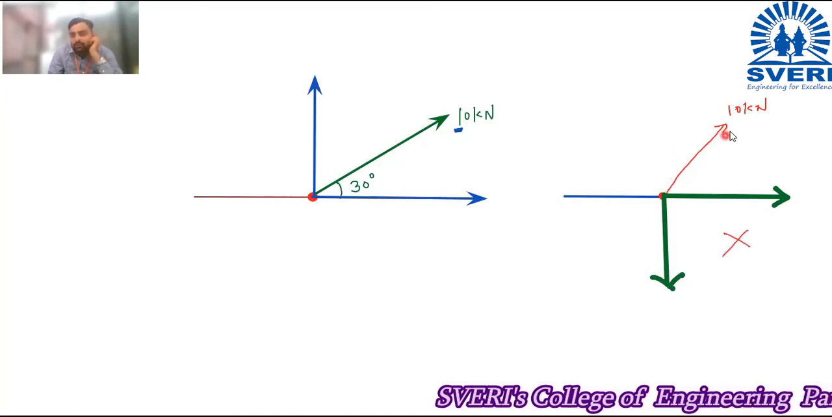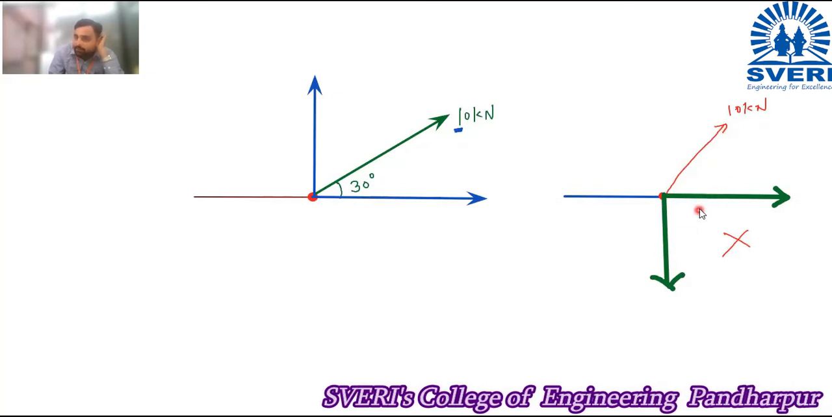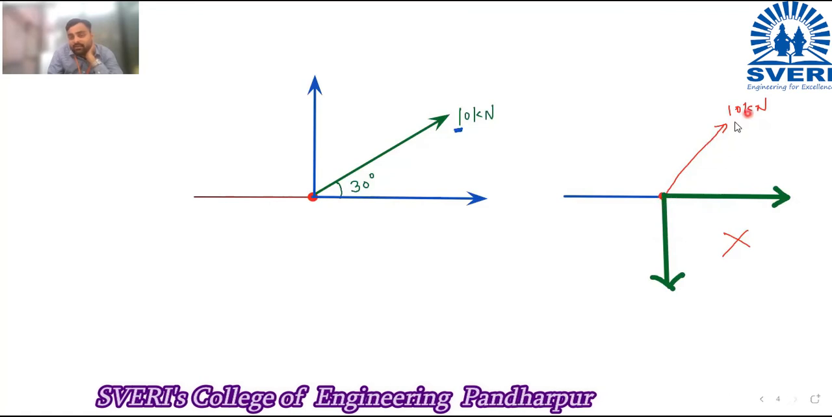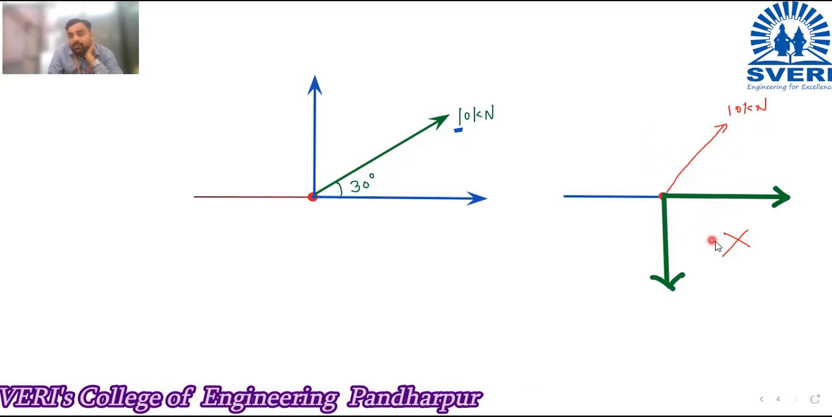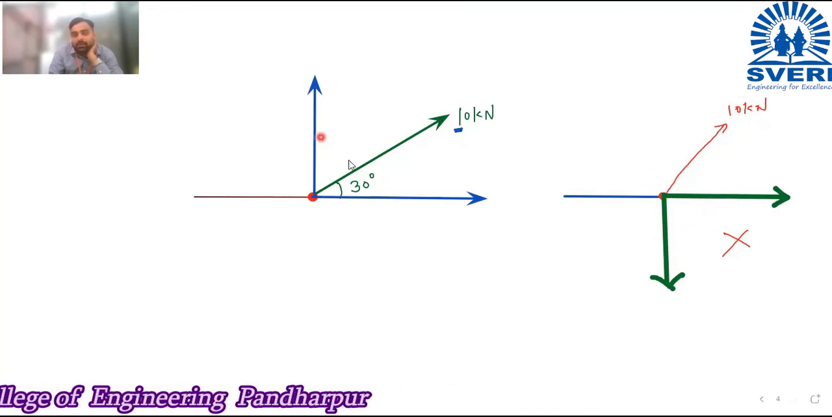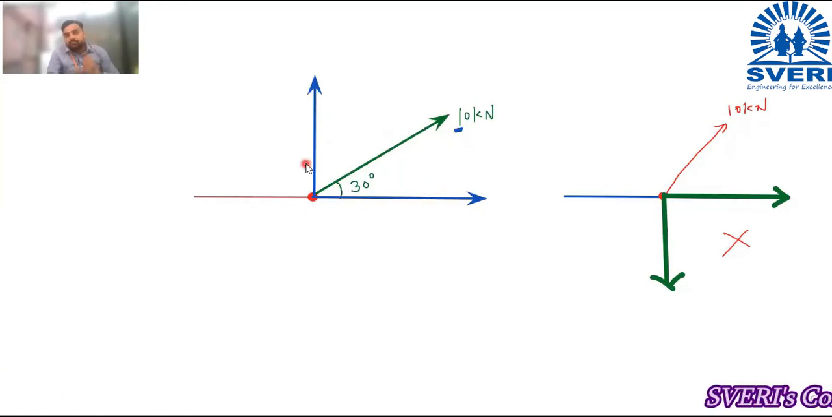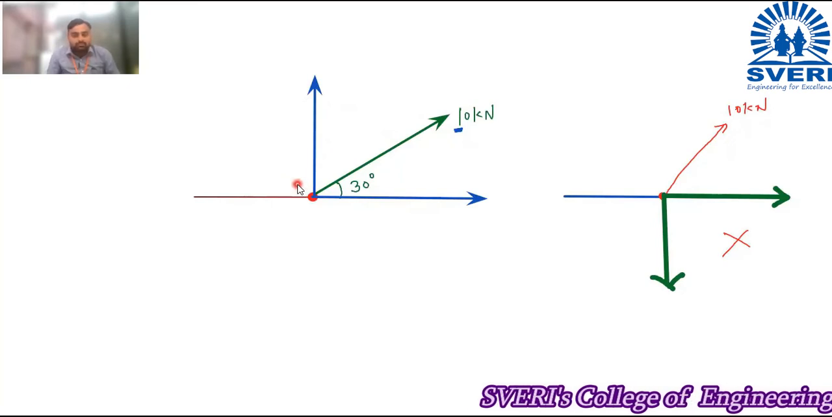This is your main force and these two are your components. You have to draw the parallel to x and y in such a way that this main force should come in between these two components. इथं बघा बरं, हा तुमचा जो मेन फोर्स आहे तो या दोन कंपोनेंटच्या मध्ये आलेला आहे. So this resolution is right. Are you getting my point? Yes, sir.